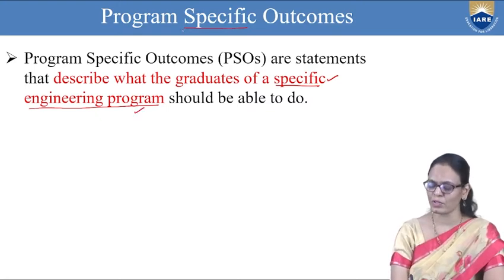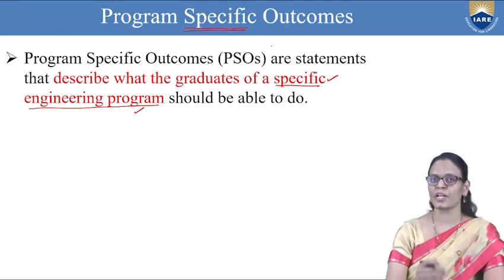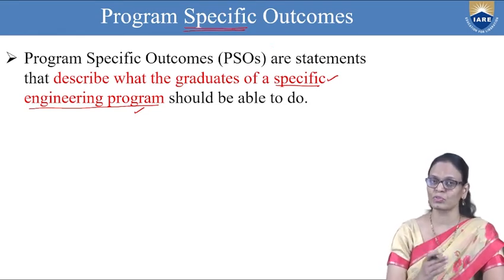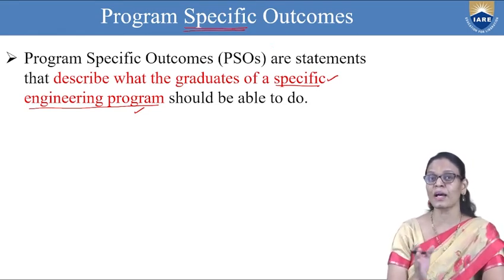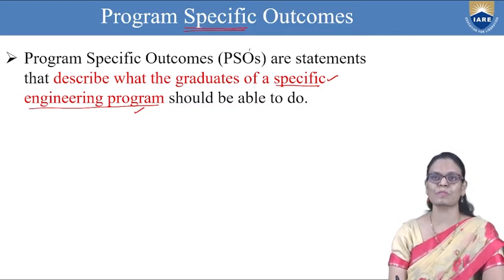So we also talk about program specific outcomes. Even though we have generalized 12 POs, how they are applicable to each particular or specific engineering program will be clearly stated in the program specific outcome.